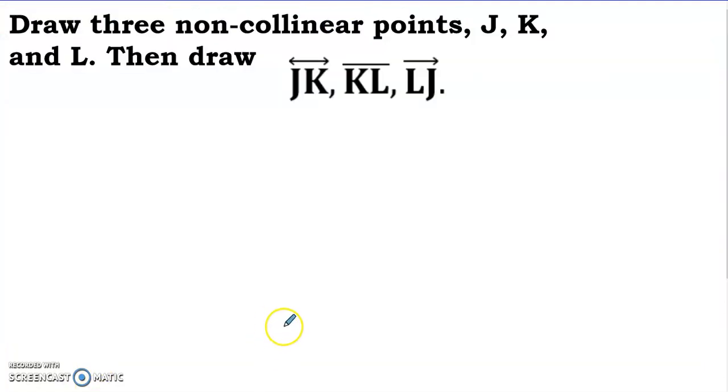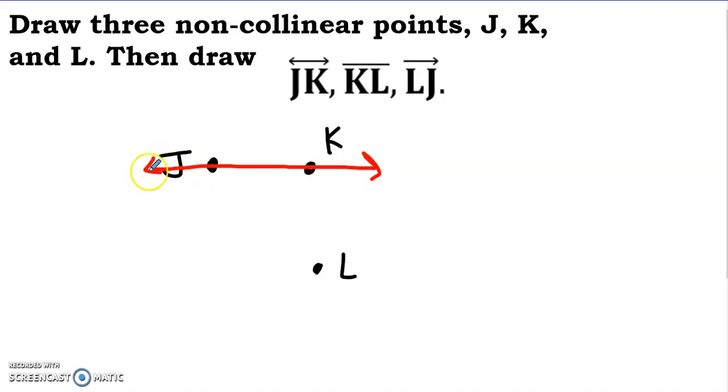Here's one last example. Draw 3 non-collinear points, so 3 points that are not in a line. So J, K, L. Then draw line JK. So line JK is going to extend on forever in both directions, so I need the arrows on both ends. Then we have segment KL, so that's 2 endpoints. And then we have ray LJ. So that is going to be an endpoint at L because it's the first letter here. And then it's going to extend on forever through J.